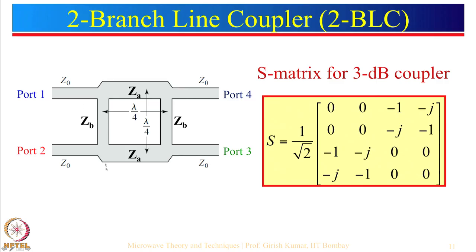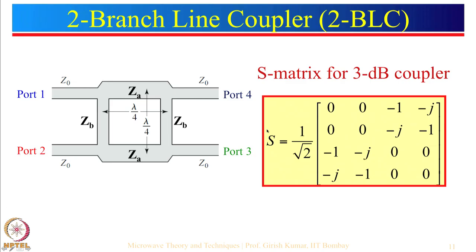So we have one path which is giving minus 90 degree, another path which is giving plus 90 degree. And if we design this particular coupler in such a way that the power coming from here and the power coming from here, these two things are of equal magnitude, then what will happen? The path from this and the path from this will cancel each other. So there will be no power going to port 2.